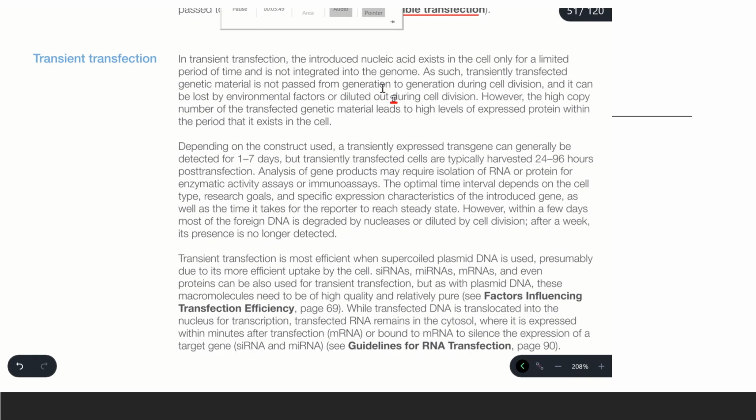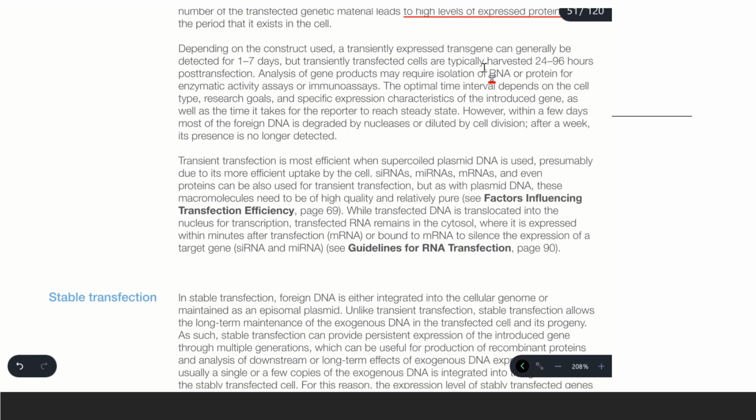So in a transient transfection, the introduced nucleic acids are only there for a little bit, and they are not integrated into the genome. So people use these transient transfections to make a high level of expressed protein within that period of time. Once you transfect transiently, you definitely want to use your cells within 24 to 96 hours.